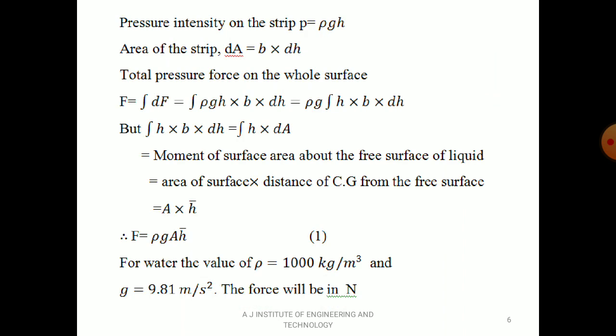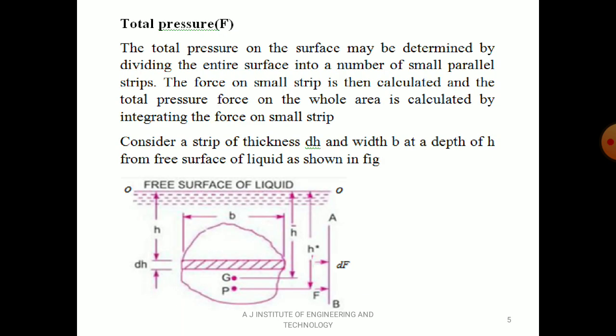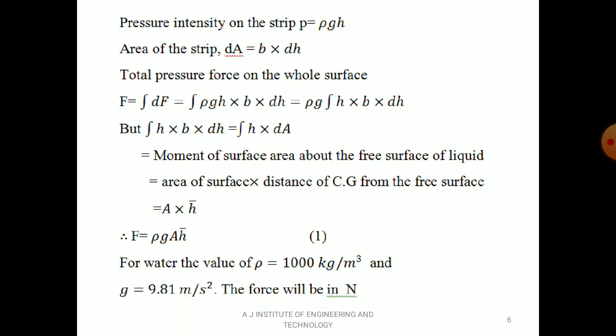The pressure intensity on the strip, that is P equal to rho gh. So this is a pressure force, P equal to rho gh. Now what is the area of the small strip? The area of the small strip, this is a rectangular shape, so length into breadth. Length is B, and breadth, or thickness, is taken as dh. So length B into dh is the area of the small strip, dA equal to B into dh.